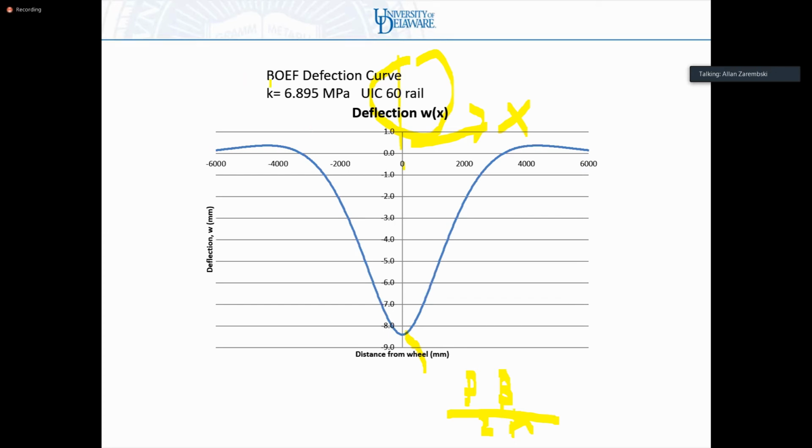So in this particular problem, I have UIC 60 rail. I have a track modulus that's just under 7 megapascals. And I don't define the load here for the moment. Let's just say it's a UIC freight vehicle moving at a given speed. So you can see the deflection here is of the order of 8.5 millimeters maximum under the wheel, and then it decreases away from the wheel. Now look over here. This is very, very important. This is my W equals 0 line right over here.